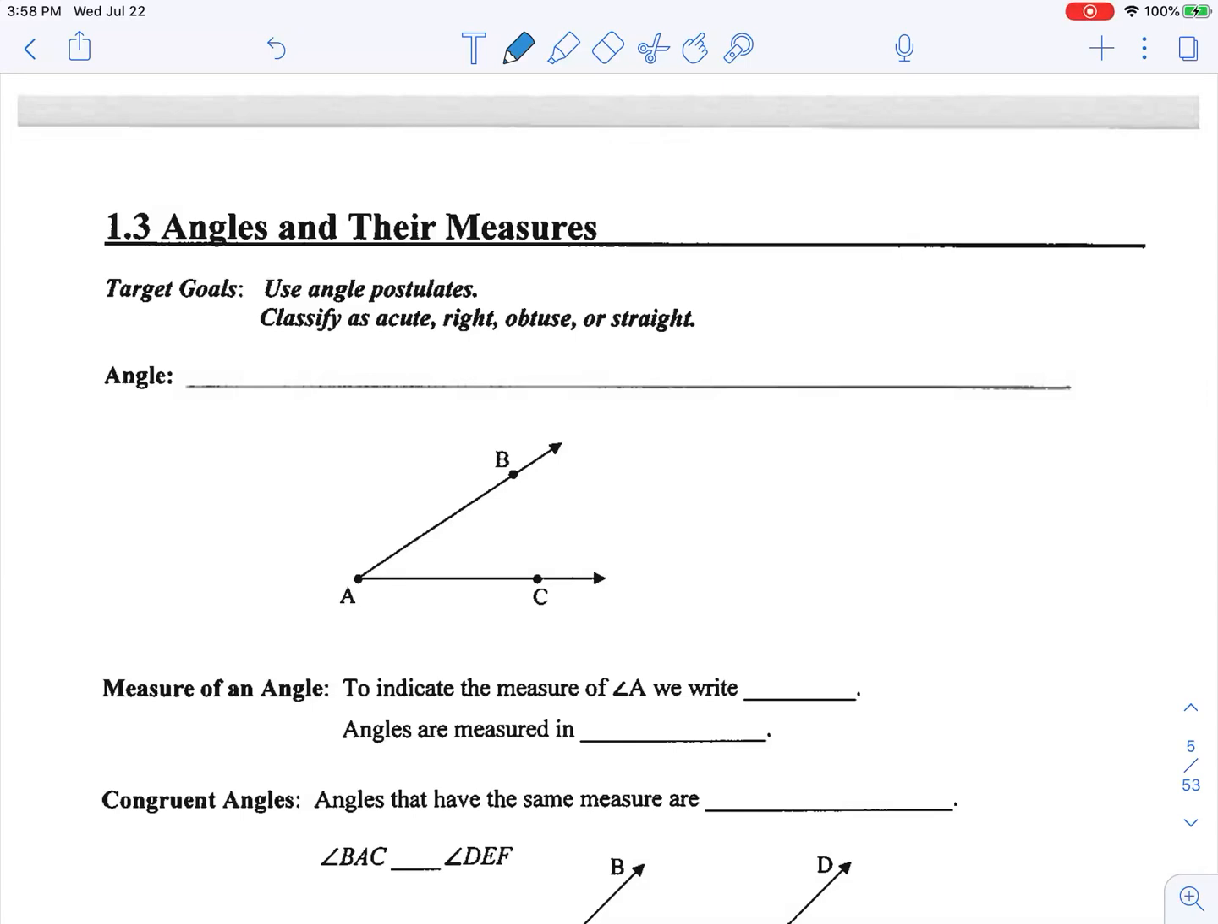In this video, we'll talk about angles and their measures, as well as the angle addition postulate and how to classify angles as acute, right, obtuse, or straight.